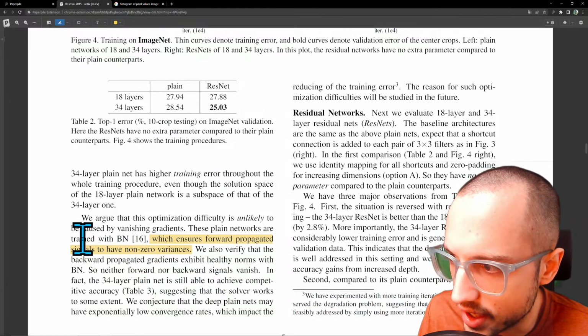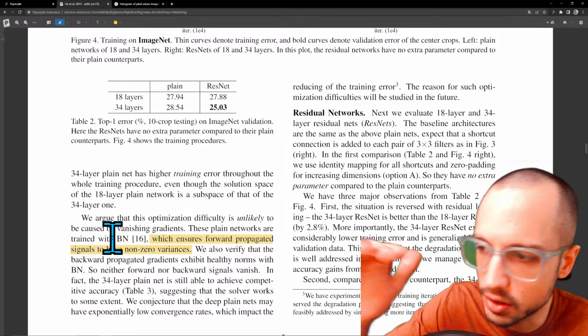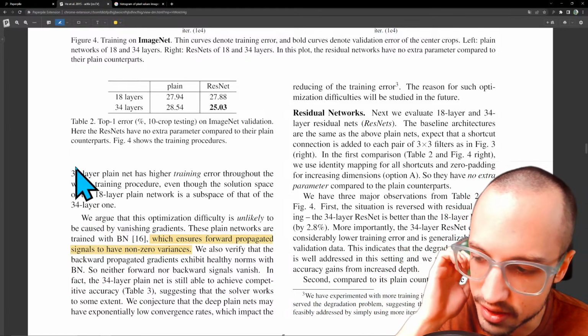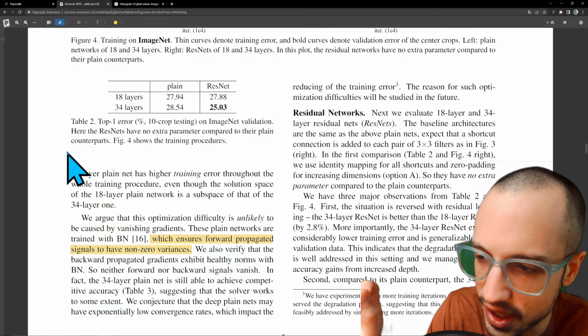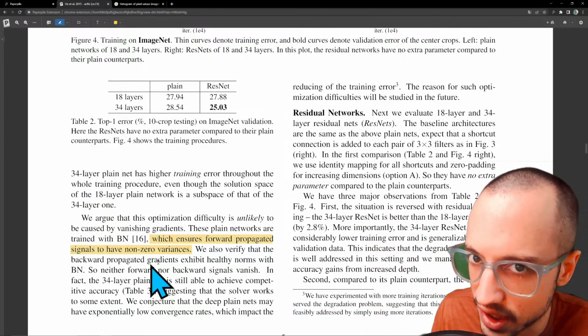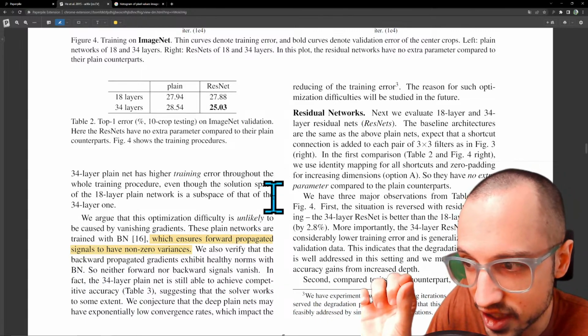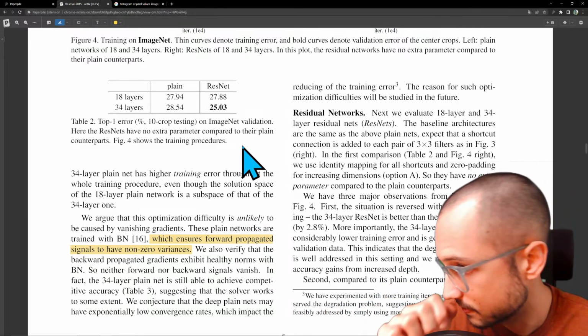So they're saying here that because they do batch norm at every single layer, the signal is getting kind of amplified at every single layer to make sure that it doesn't have a very, very tiny variance.